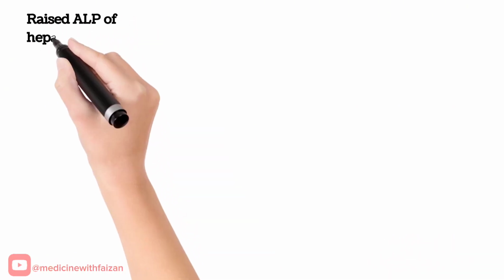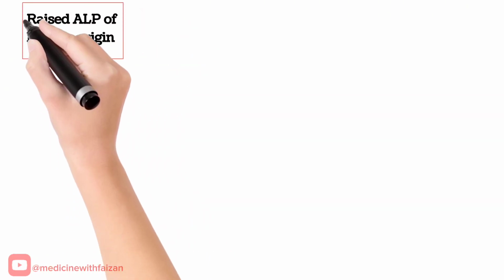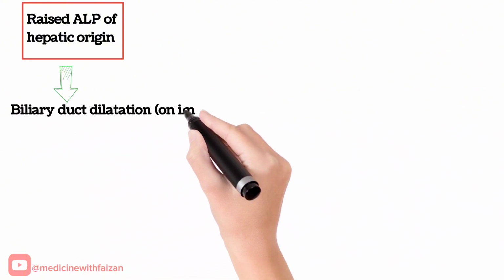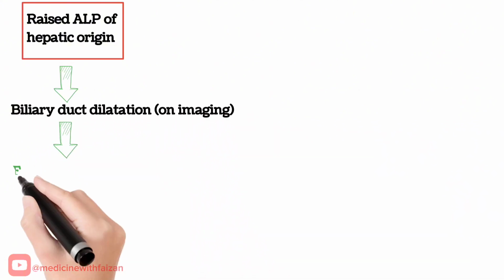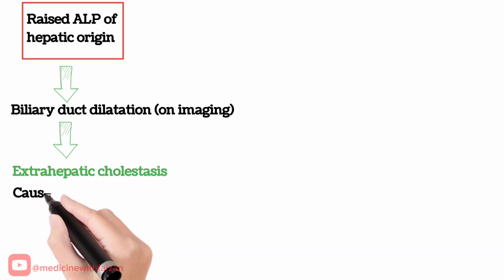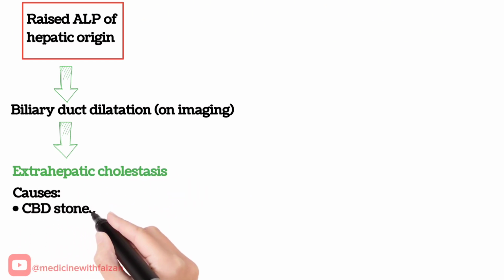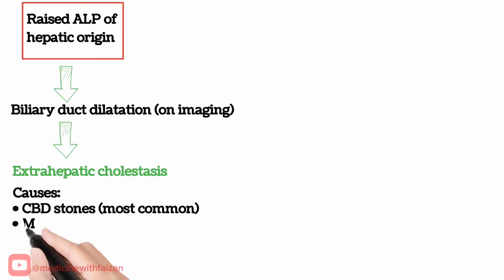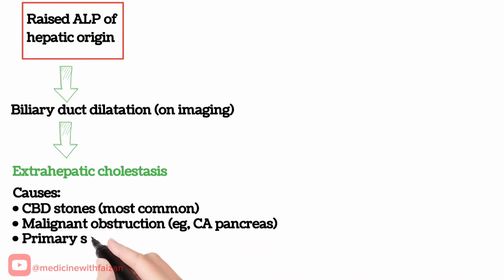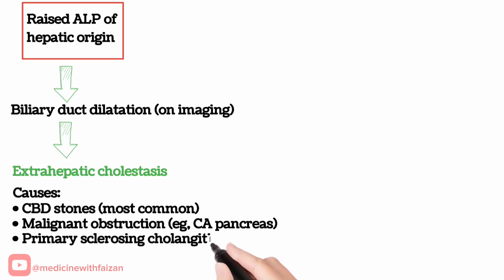Now, how to proceed if there is raised ALP due to hepatic origin? On imaging like ultrasound, if there is biliary ductal dilatation too, then most likely it is extrahepatic cholestasis. And the causes include common bile duct stones, which are the most common cause of extrahepatic cholestasis. Other causes can be malignant obstruction, for example, CA pancreas, and primary sclerosing cholangitis.